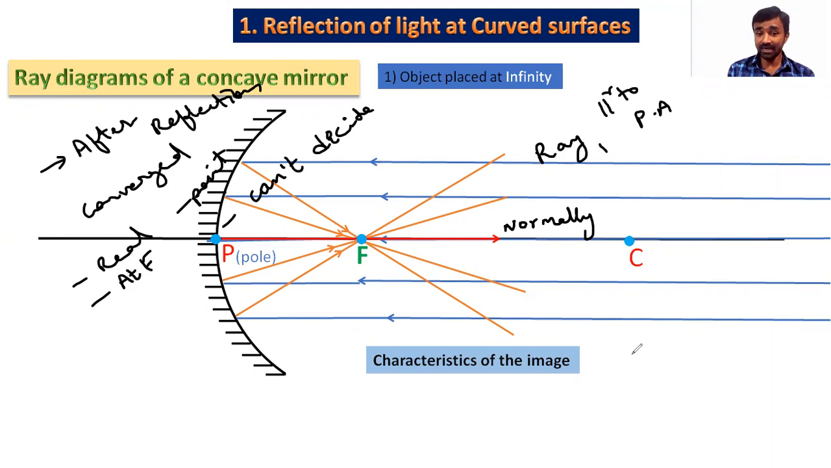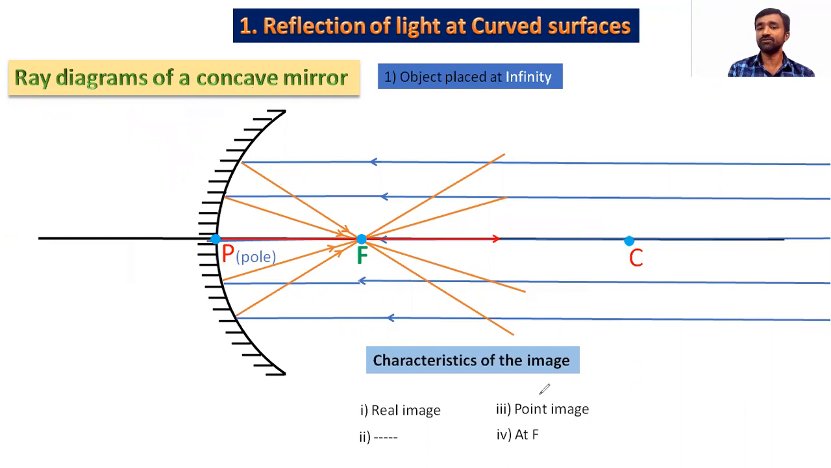So what characteristics can we write here? It is a real image, and we cannot say whether it is inverted or erect. It is a point size image. Finally, it is formed at the focus. These are the characteristics of the image formed by a concave mirror when the object is placed at infinity.